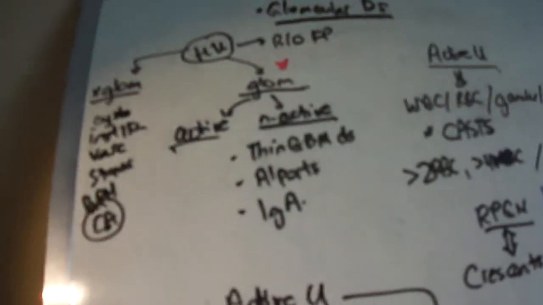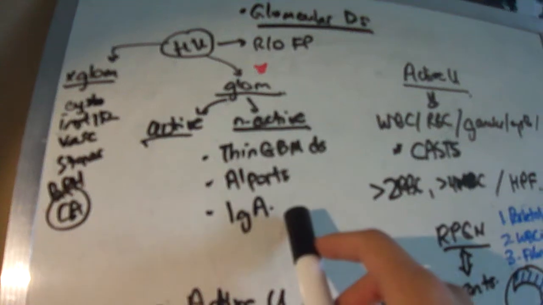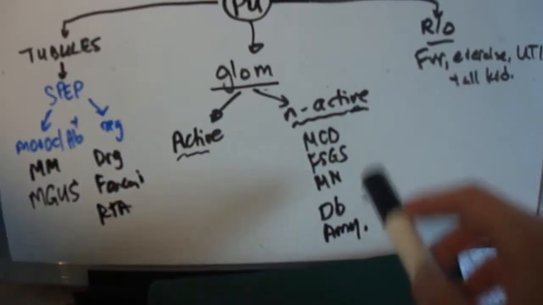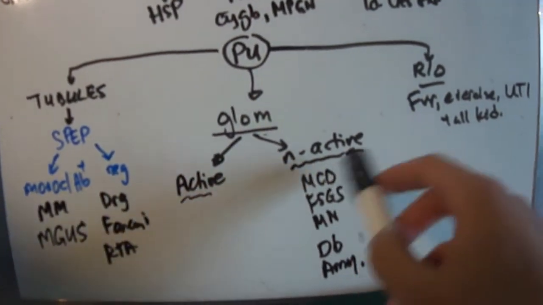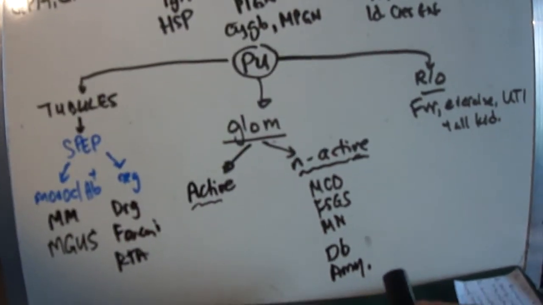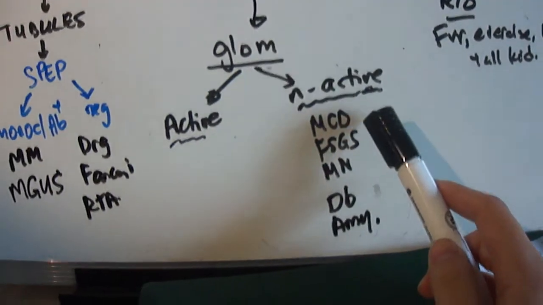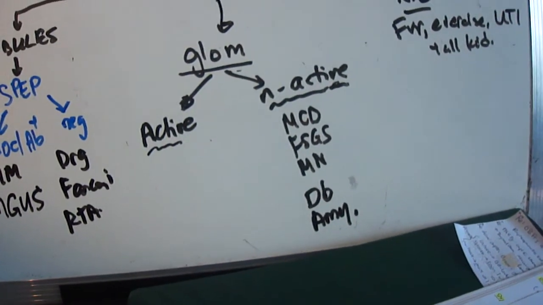Once you have these 3 causes, then you simply have to remember the clinical manifestations and the pathological manifestations of these things, and then you'll be able to tell the difference between each of these. But then you can always tell the difference between this and this, whether it's not active or active, by looking at these criteria. So I'm not going to go over what differentiates thin from Alports from IgA and McDonald's from FSGS or whatever, because then this video is going to be way too long.